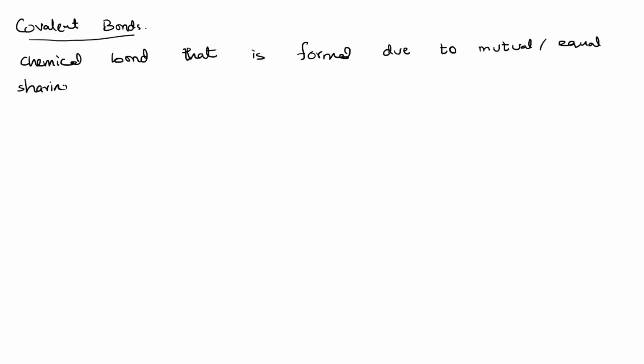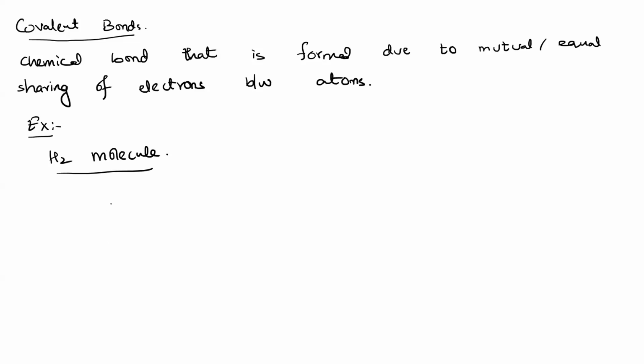A covalent bond is a chemical bond that is formed due to mutual or equal sharing of electrons between atoms. That's how you define a covalent bond. Now, what does that mean? For example, if we have an H2 molecule, the H2 molecule is made up of two atoms of hydrogen.